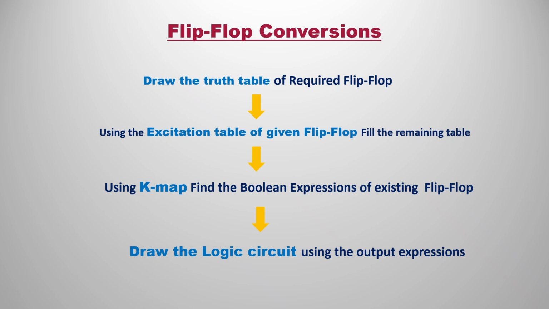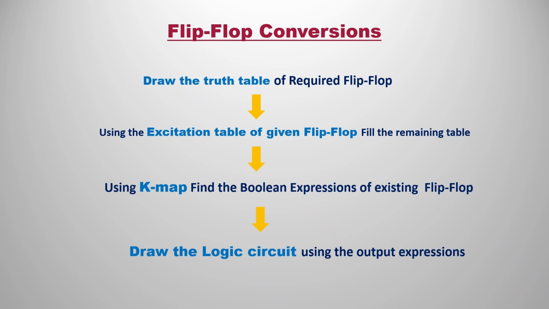The next step is to draw the excitation table of the D flip-flop, that is the main thing in this video. Then use the K-map or general Boolean algebra to minimize the expression of D, and finally draw the logic circuit. So let's see how to do that with the help of the conversion.